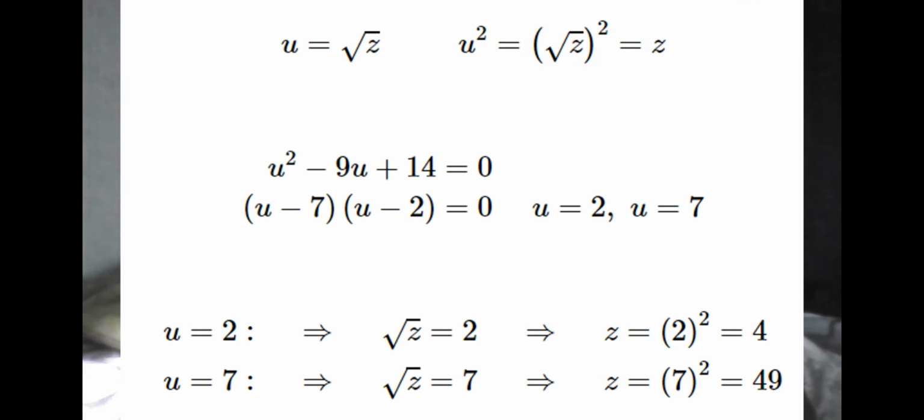We solve by factoring, we get u equals 2 or 7. So the square root of z equals 2 or 7. We square this to get z by itself. z equals 4 or 49. Now that we have figured out simpler types of equations reducible to quadratic form, we can figure out more complex types in the next video, especially involving roots or radicals.